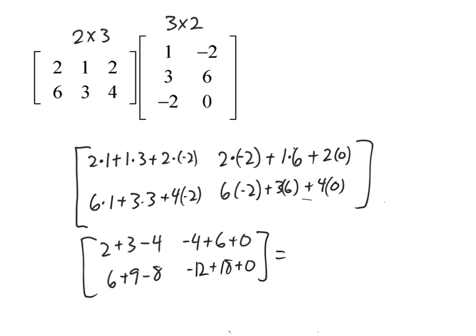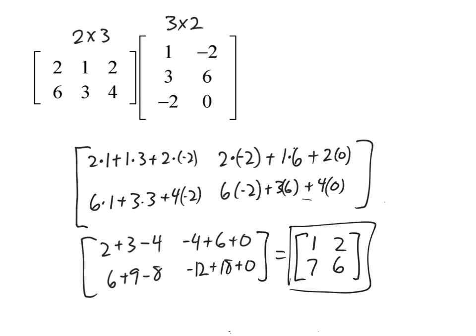Add them all together. You get 2 plus 3 minus 4, which is going to be 1. Negative 4 plus 6 is 2. 6 plus 9 minus 8, so 6 plus 1 is 7. And then negative 12 plus 18 is 6. And this is my new matrix. And if you notice, it ended up being a 2 by 2, just like I said. So these two matrices multiplied together is 1, 2, 7, 6.